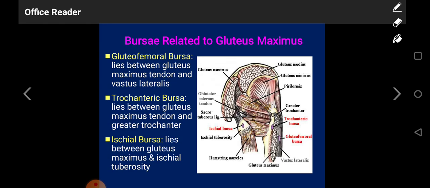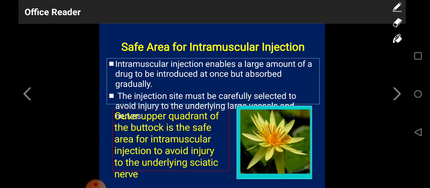Then the bursae around the gluteus maximus include the gluteofemoral bursa, which lies between the gluteus maximus and the vastus lateralis. The trochanteric bursa lies between the gluteus maximus and the greater trochanter. The ischial bursa lies between the gluteus maximus and the ischial tuberosity.